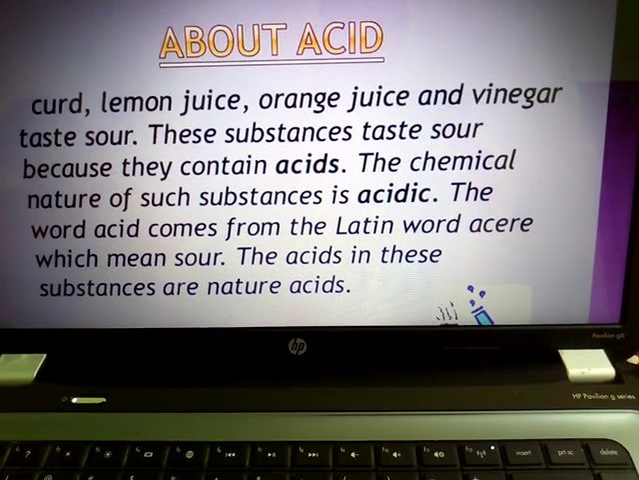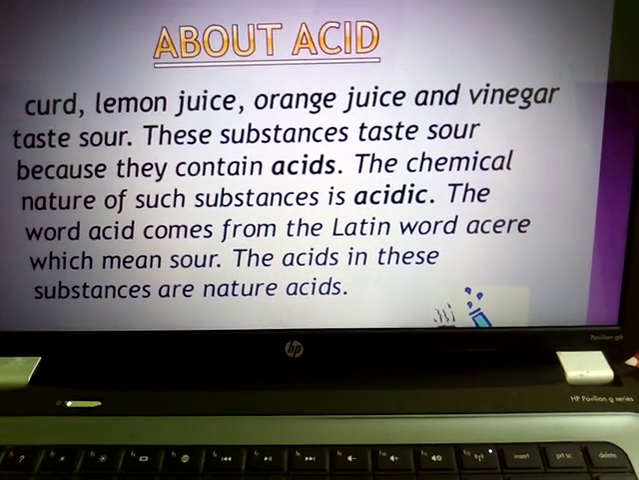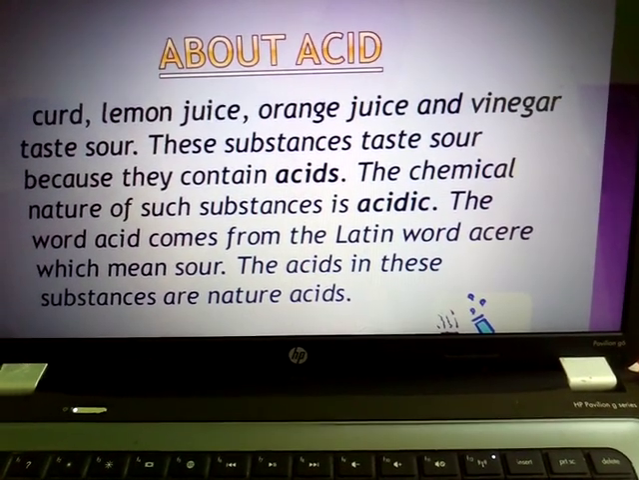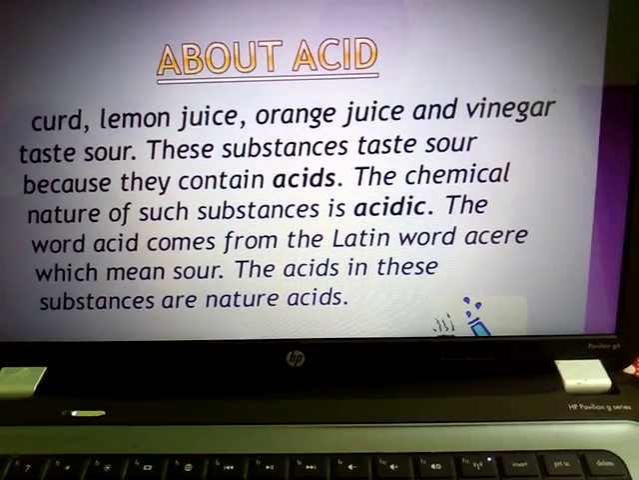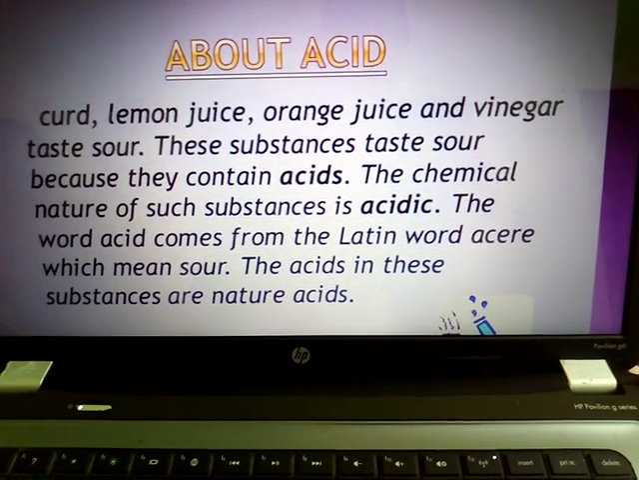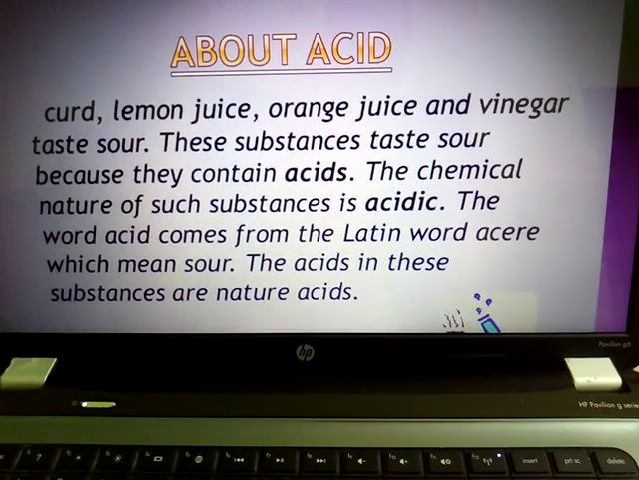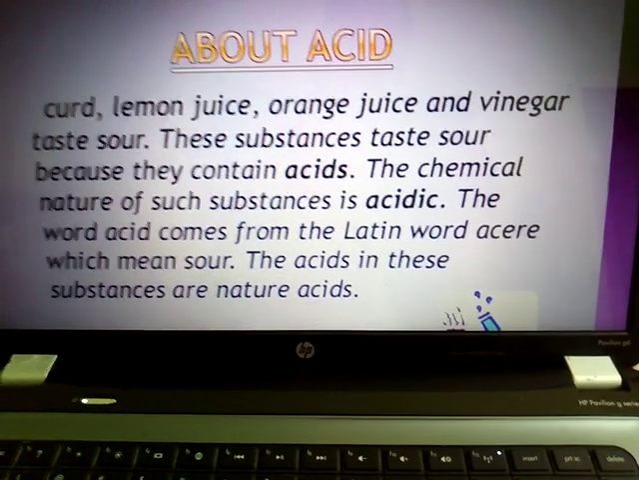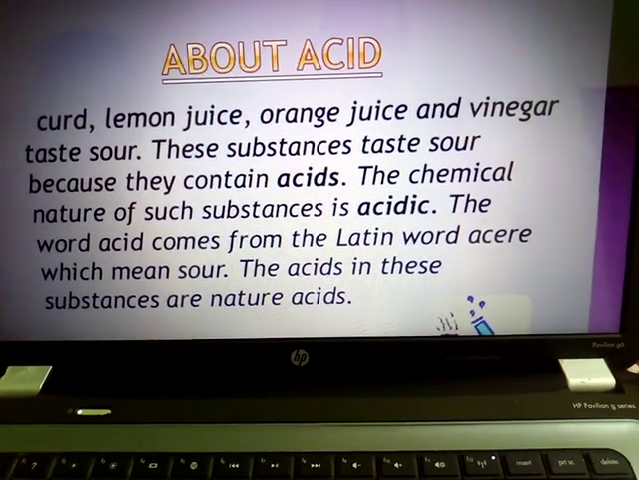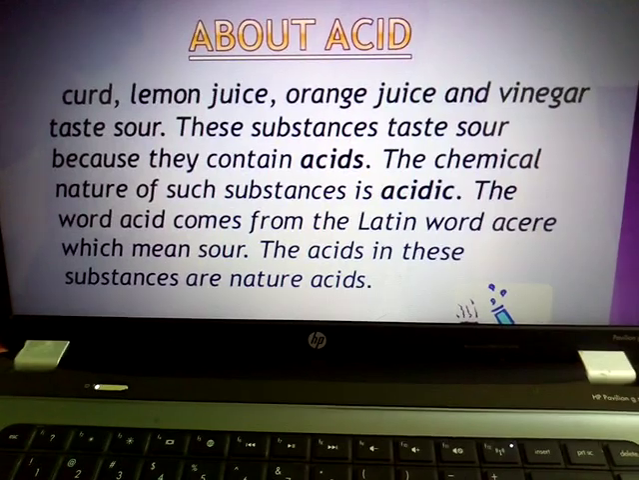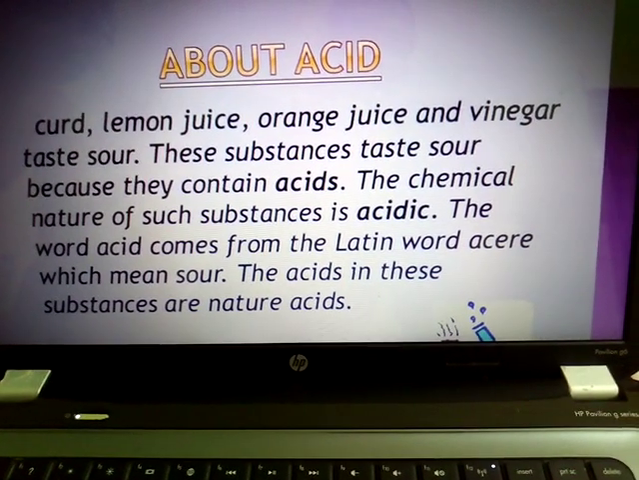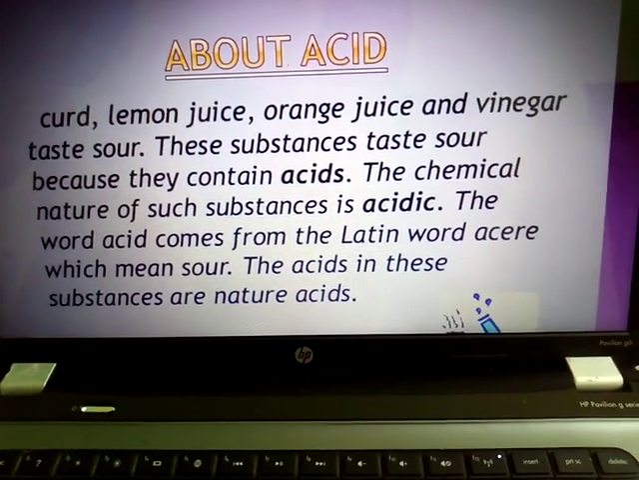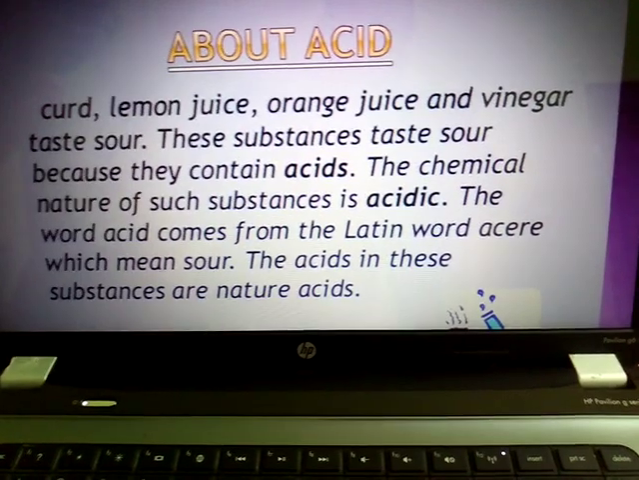The acids in these substances are natural acids, which means they contain acid from nature. We obtain these acids from nature, that is, from plants. Some acids we also get from animals, like in curd we get lactic acid. Since we get this acid from animals, these acids are from animal sources.